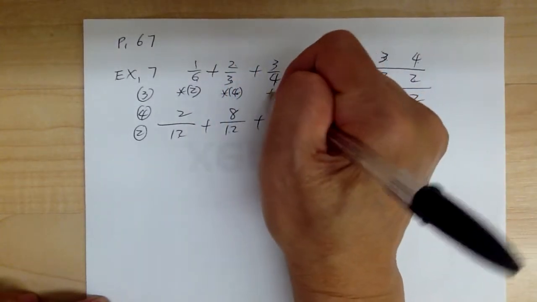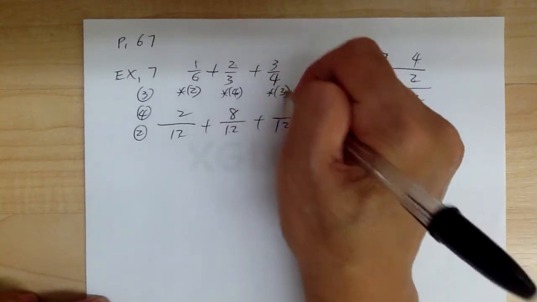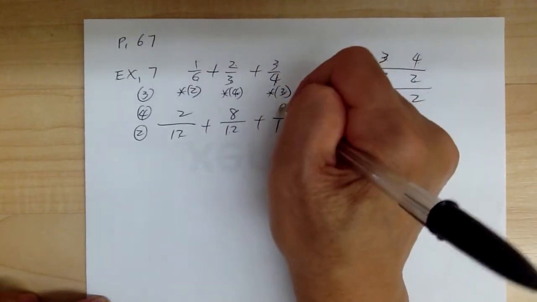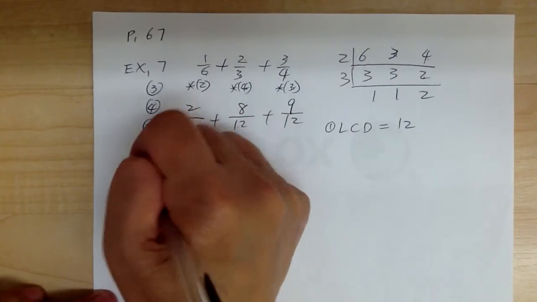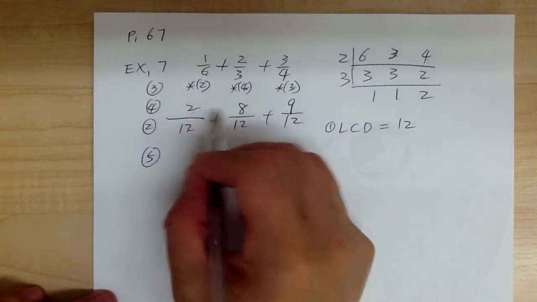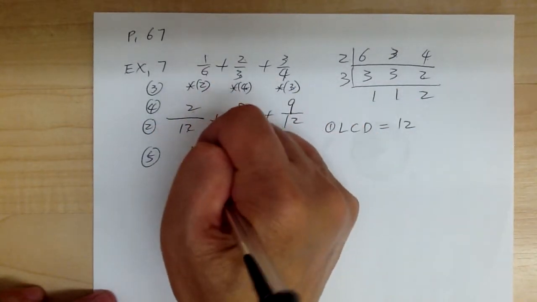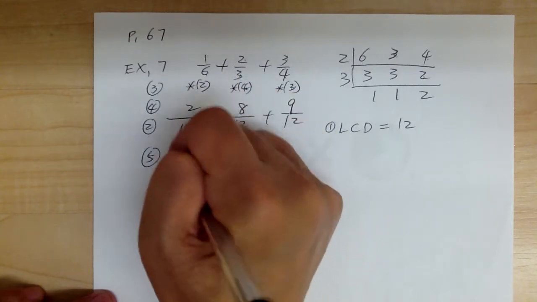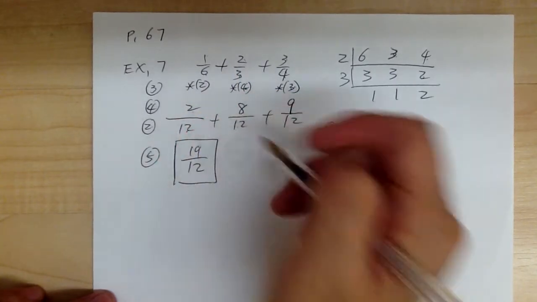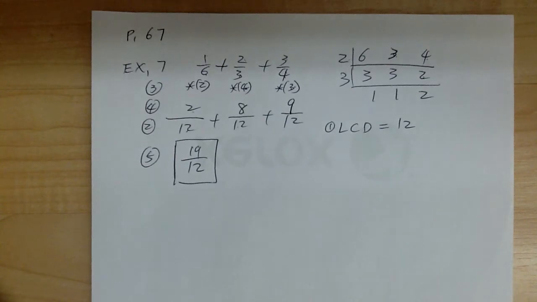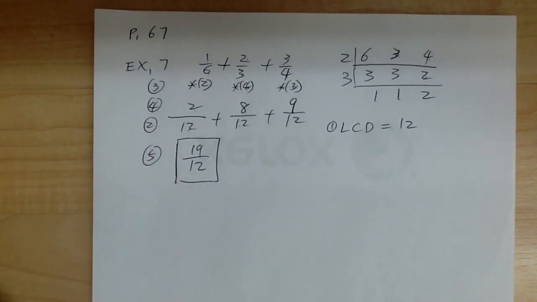Over here, you need to multiply by 3. Right? 4 times 3 gives you 12. So 3 times 3 will give you 9. So now, step 5, you're going to add this together. So 2 plus 8 is 10, plus 9 is 19 over 12. And that's it. Again, don't waste your time converting into mixed numbers. You can just leave it as that, and that's good enough.